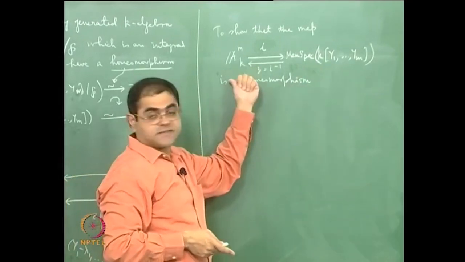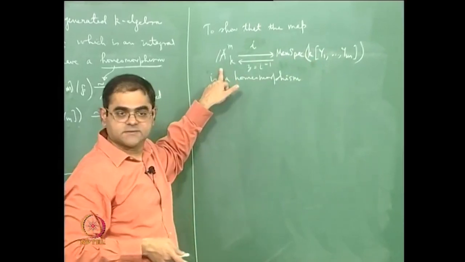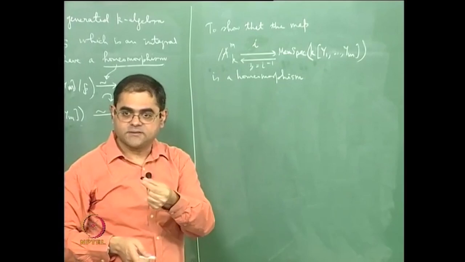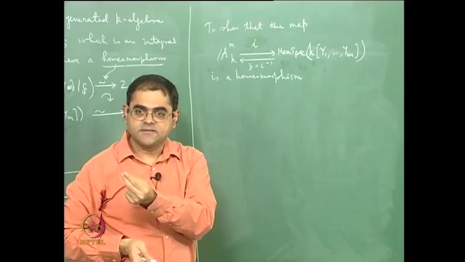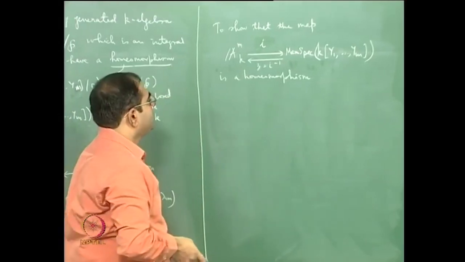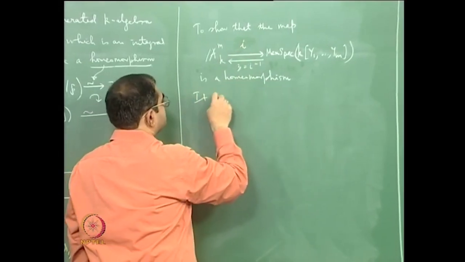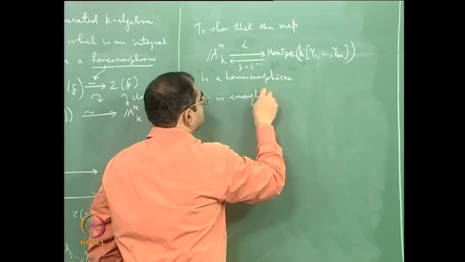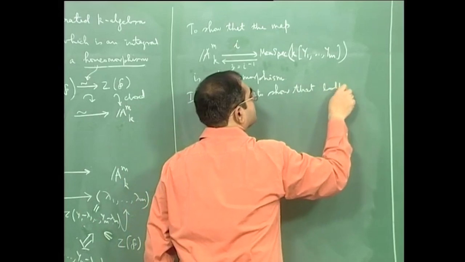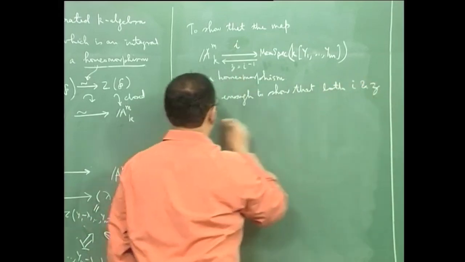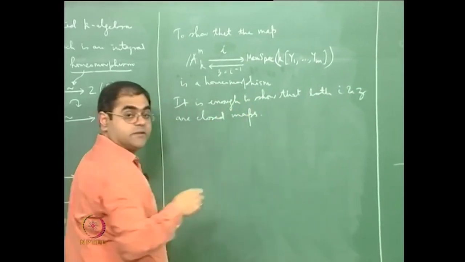And the map from this direction is, give me a maximal ideal, I am just looking at the zero set for that maximal ideal, which is a single point. The Nullstellensatz actually says that the zero sets of maximal ideals are exactly the single point sets, okay. So that is the reason for this notation I and Z. So it is enough to show that both I and Z are closed maps. It is enough to show that they are closed maps.